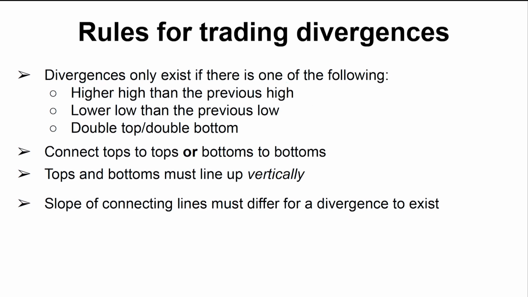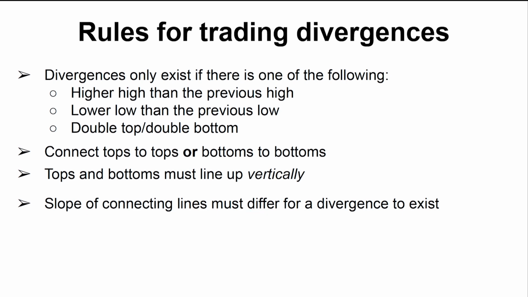When identifying divergences, you need to connect tops to tops or bottoms to bottoms. The key is to be consistent. If you're looking for bullish divergences, you will be looking at bottoms or lows. If you're looking for bearish divergences, you'll be looking at tops or highs. It's essential that the slope of the connected line must differ.